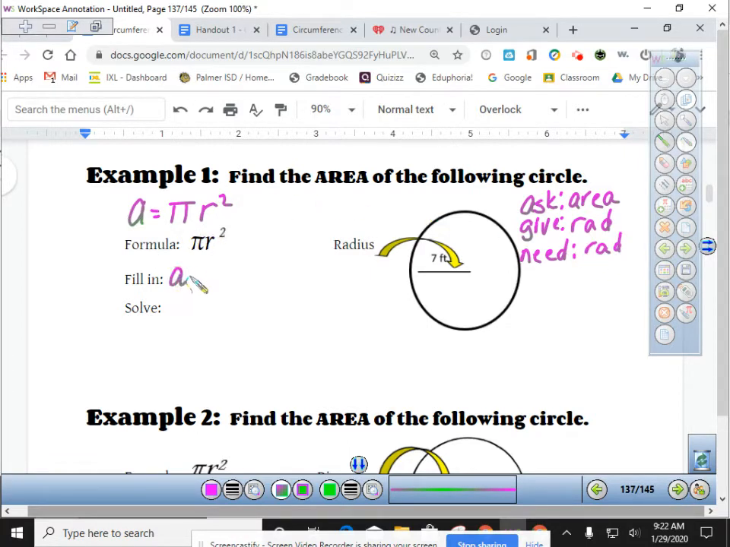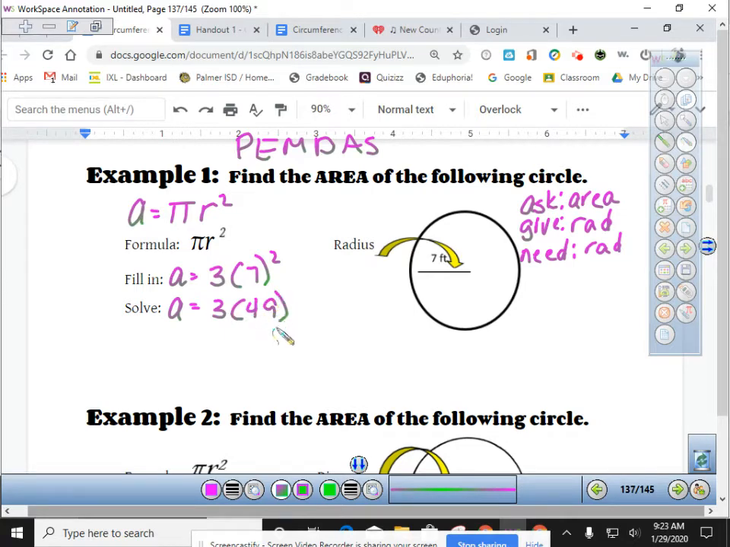So we get area equals, what's pi? 3. What's the radius? 7. Squared. This is still a thing forever. What do we do first? Parentheses. But there's nothing in the parentheses but a 7. You can't do anything with it, can you? No. So what do we do next? Exponents, right? So we get 3 times 49.